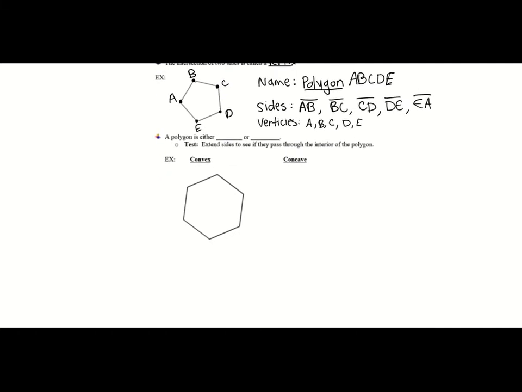Okay, so then I'm going to scroll down a little bit and we're going to move to our next set of definitions. So our polygon can be either convex or concave, and we're going to talk about what those both mean. And the way we determine if our polygon is convex or concave, we do this test down here, and our test is to extend the sides to see if they pass through the interior of our polygon. So if we look at this first polygon drawn here for us, if we extend all of our sides, we can see that none of those sides are going to come together inside of our polygon. So that makes this one convex.